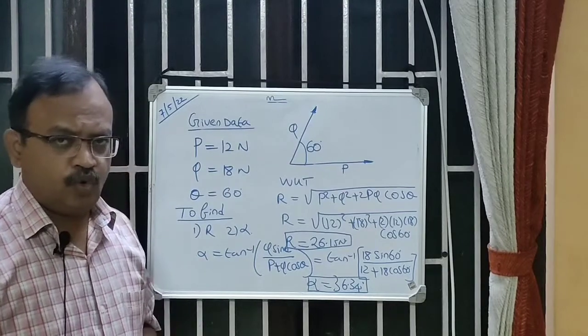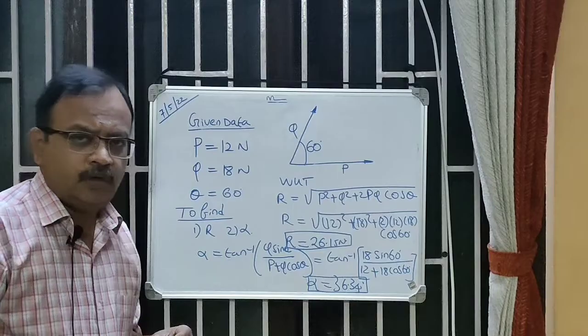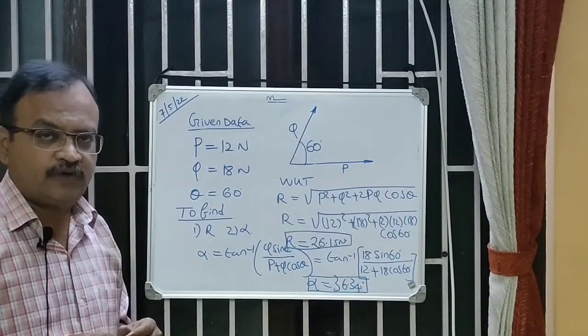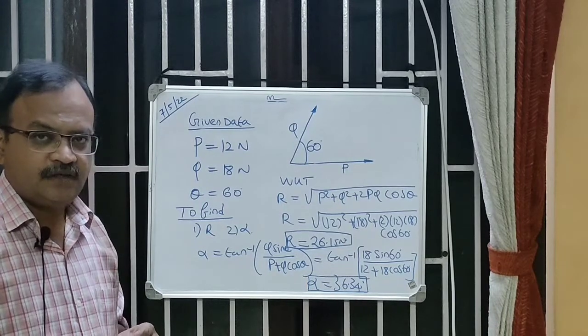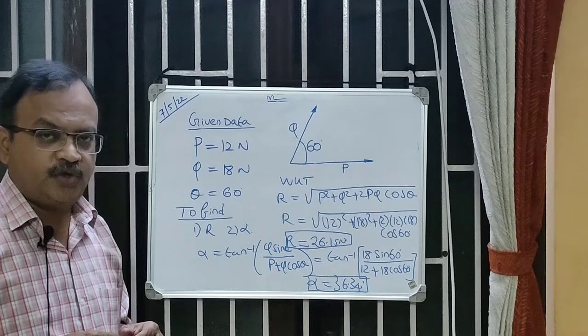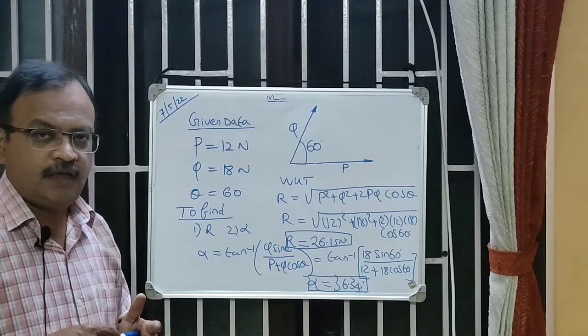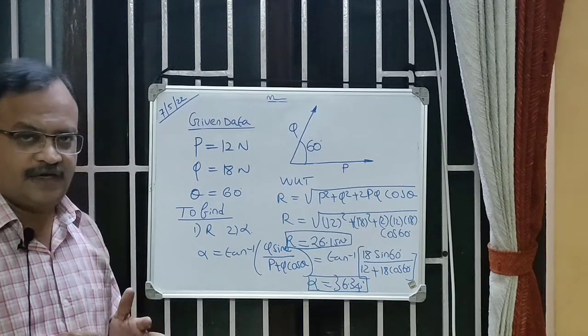Now we will move to the next problem. Let me explain the problem. Two concurrent forces are acting at an angle of 60 degrees. The magnitude of one force is 12 Newton and the magnitude of the other force is 18 Newton. You have to determine the magnitude of the resultant as well as the direction of the resultant.